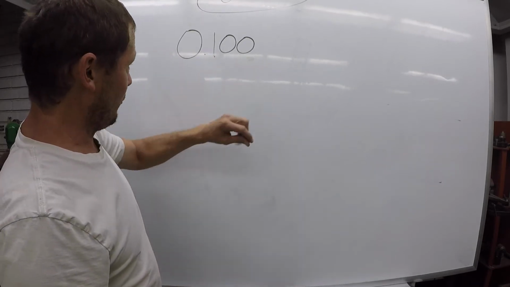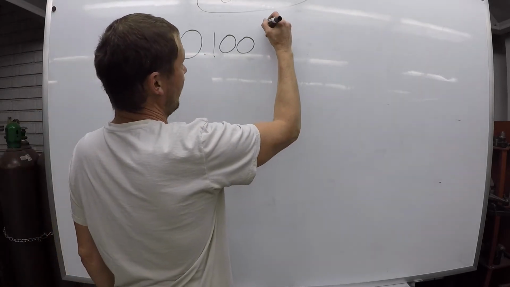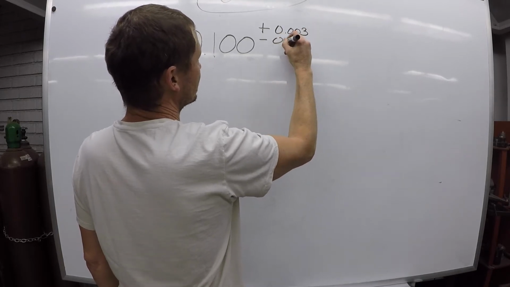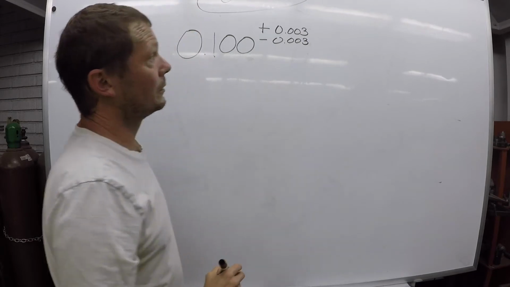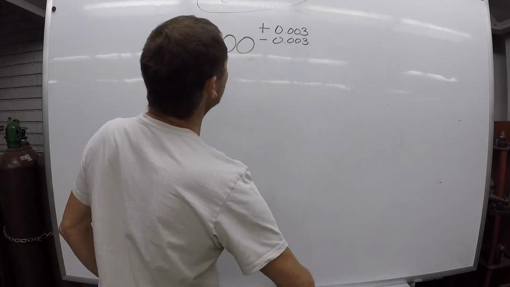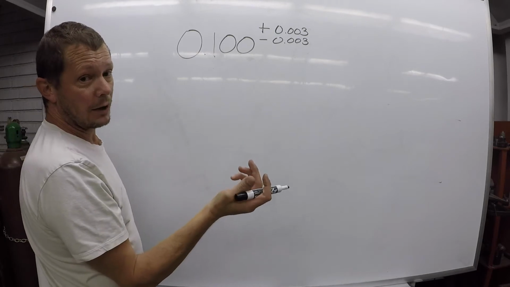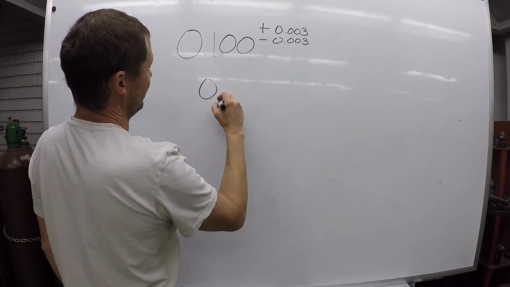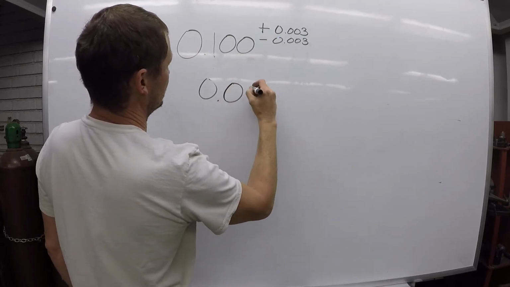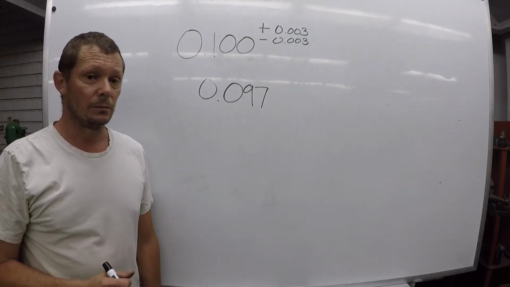So if we're going to machine something down to 100 thousandths, I care because I might have a tolerance up here of plus or minus 3 thousandths. All right. So what does that mean? That means if I made a part and I measured it and it came out to 97, is that part still good?